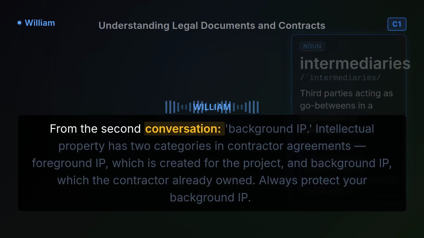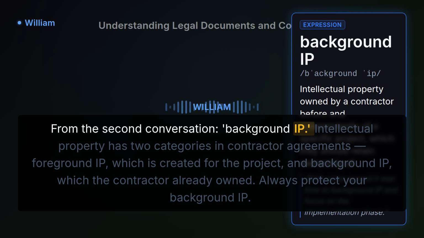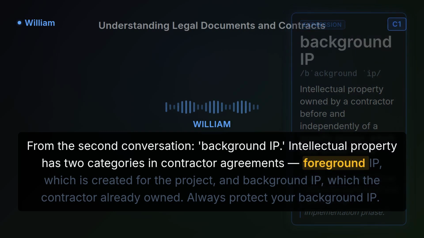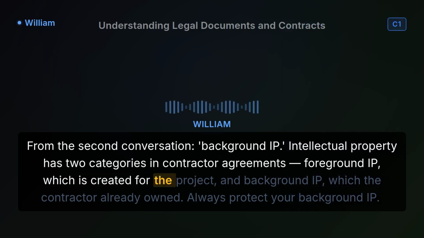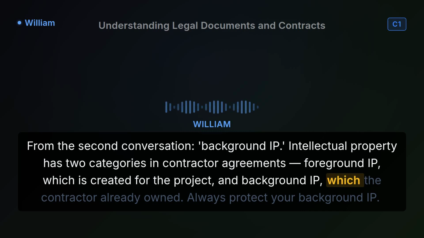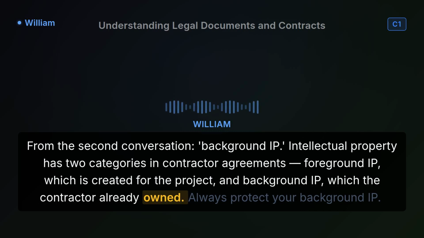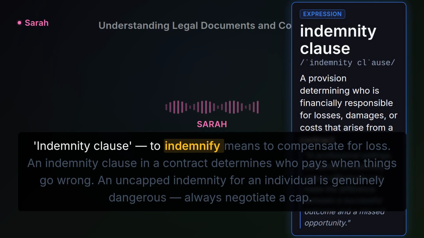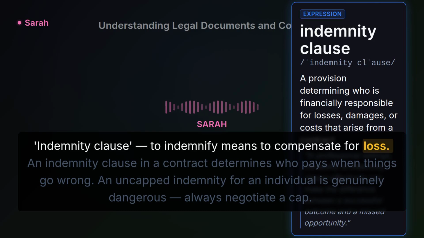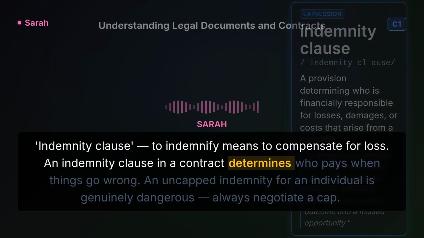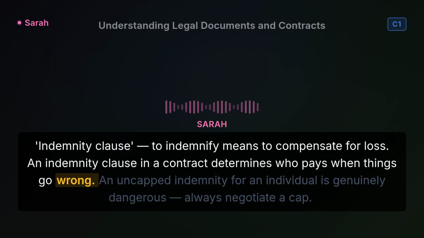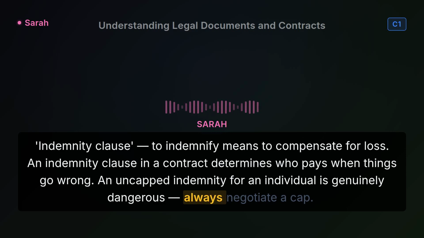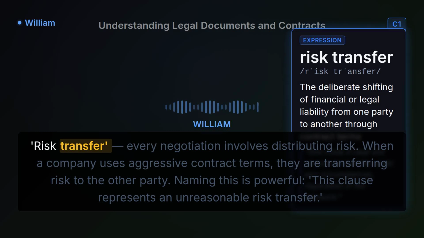From the second conversation, background IP. Intellectual property has two categories in contractor agreements: foreground IP, which is created for the project, and background IP, which the contractor already owned. Always protect your background IP. Indemnity clause: to indemnify means to compensate for loss. An indemnity clause in a contract determines who pays when things go wrong. An uncapped indemnity for an individual is genuinely dangerous. Always negotiate a cap.